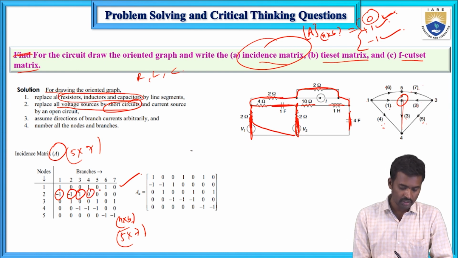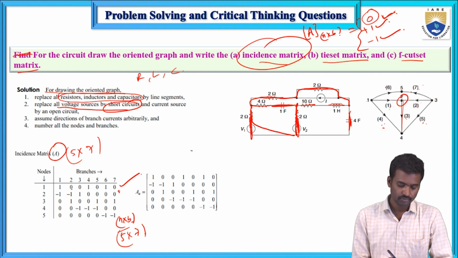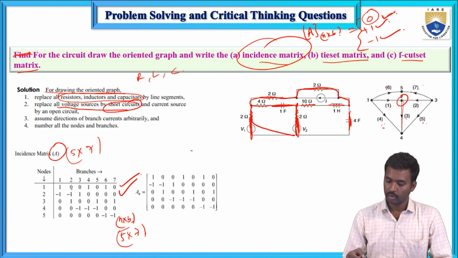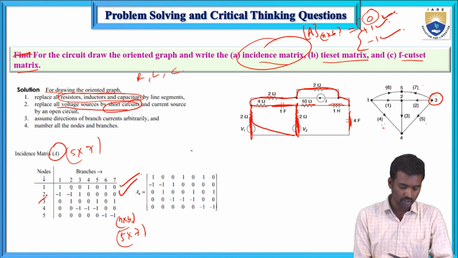So these elements are 0. Now the second row is over. Next case, the third row, the third node.